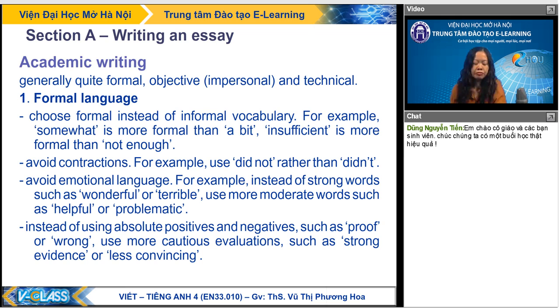Then you avoid emotional language. For example, instead of strong words such as wonderful or terrible, you should use more moderate words such as helpful or problematic. Instead of using absolute positives and negatives such as proof or wrong, you should use more cautious evaluations such as strong evidence or less convincing.